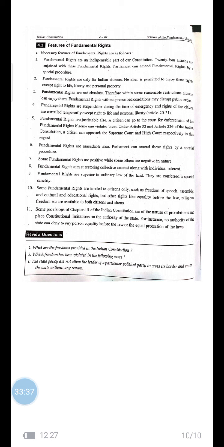Then the ninth one is fundamental rights are superior to ordinary law and confer a special sanctity. The tenth one is some fundamental rights are limited to citizens only, like freedom of speech, assembly, and cultural and educational rights, while others, like equality before the law, religion and freedom of association, are available more widely. Then the last one: some provisions in Chapter 3 of the Indian Constitution are prohibitory in nature and place constitutional limitations on the authority of the state, for any person, like equality before the law and equal protection of the law.